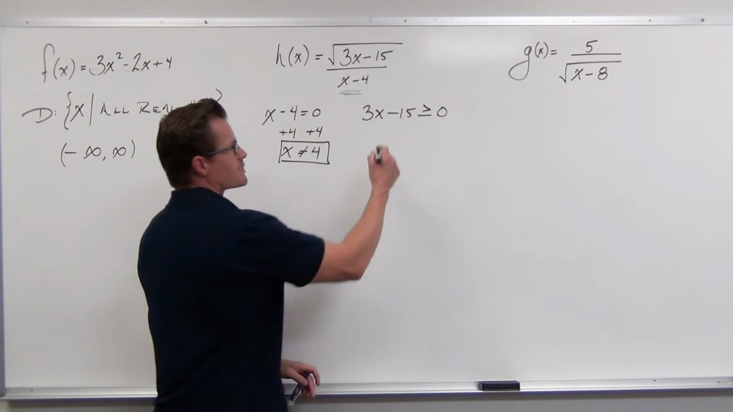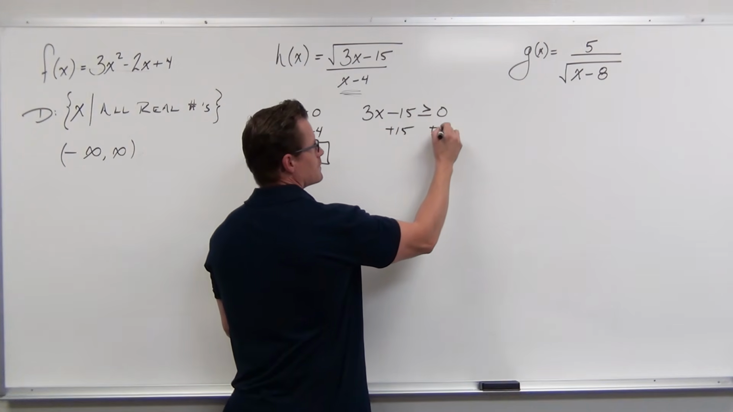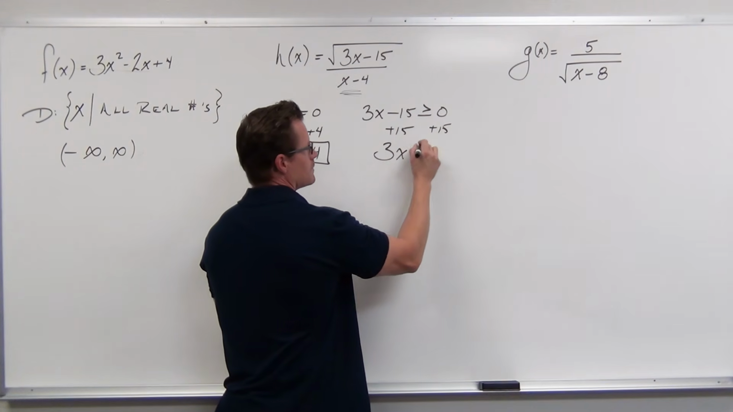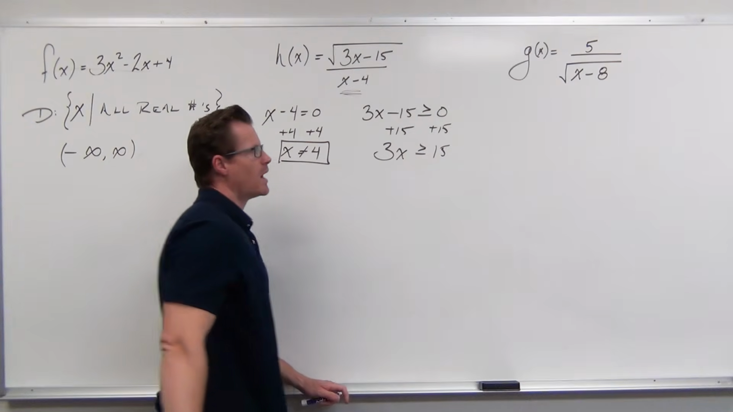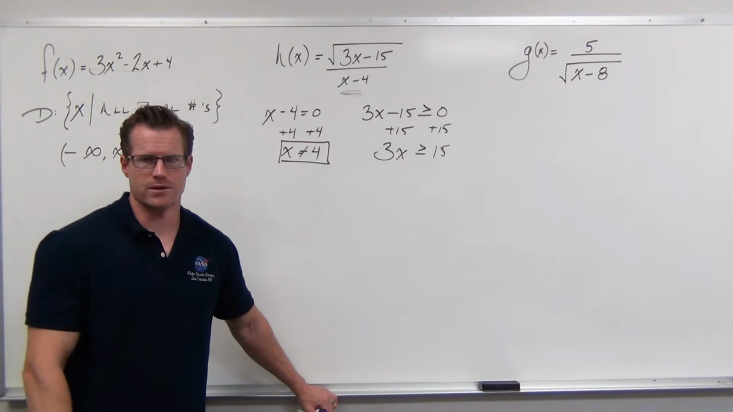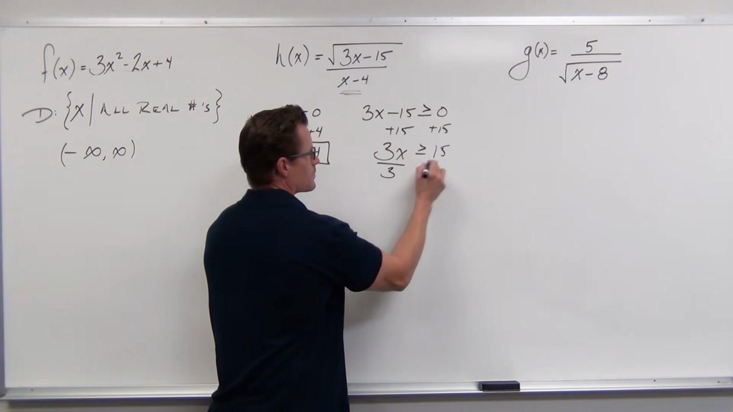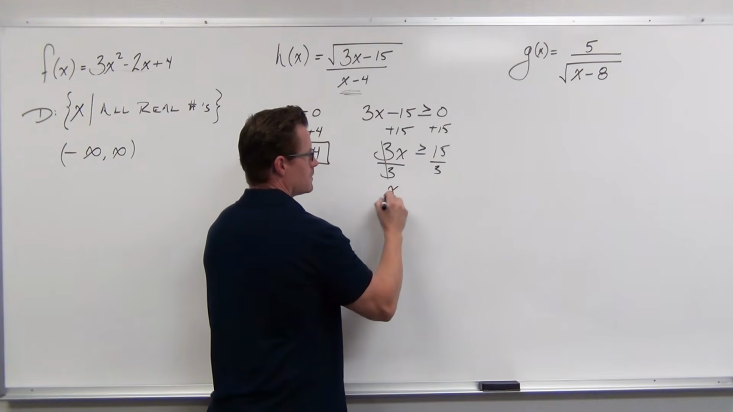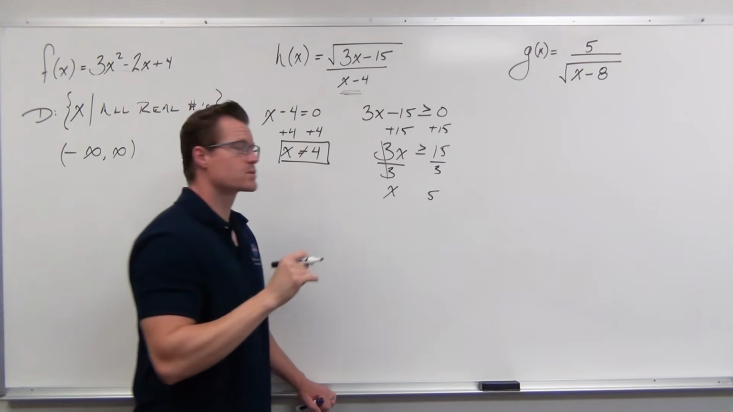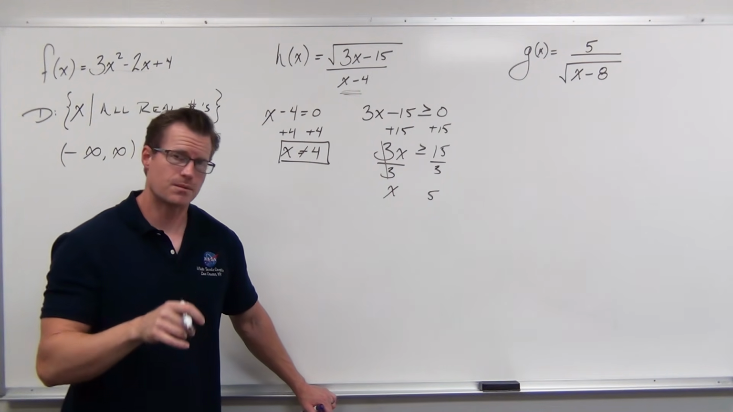So if we add 15, we do not switch the inequality ever when we're adding or subtracting. And divide by 3, we do not switch the inequality unless we divide by a negative.